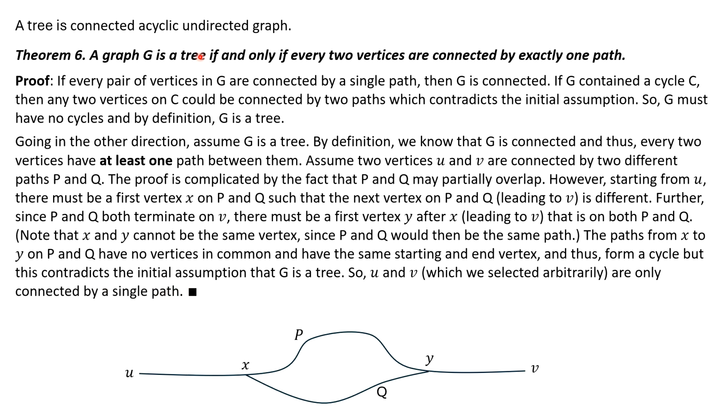Okay, so that just shows that you can use either definition for a tree, they're equivalent. You can either assume the tree has no cycles in it, or you can assume that for every two vertices they're connected by just a single path, exactly one path.